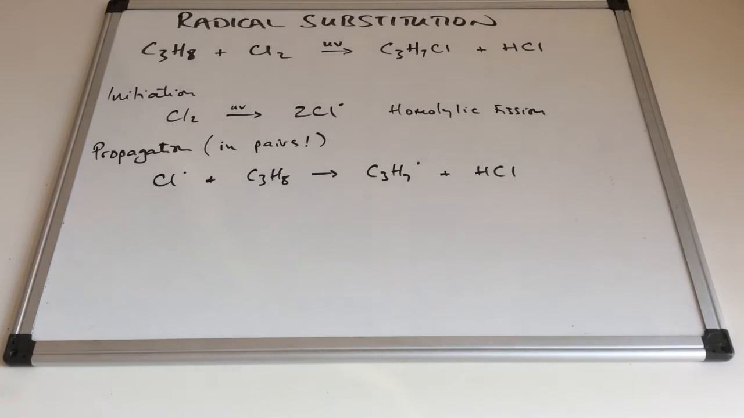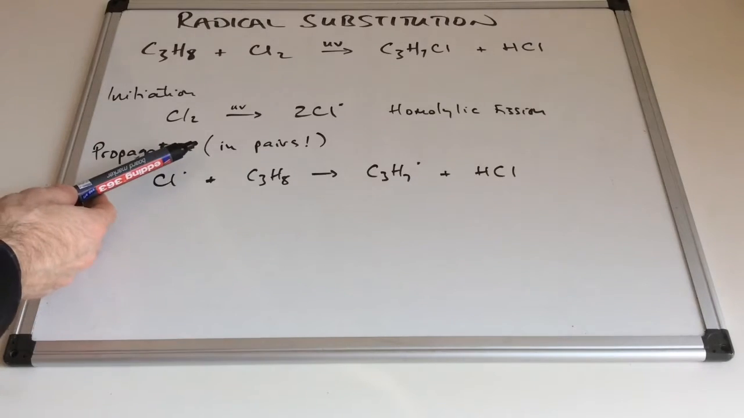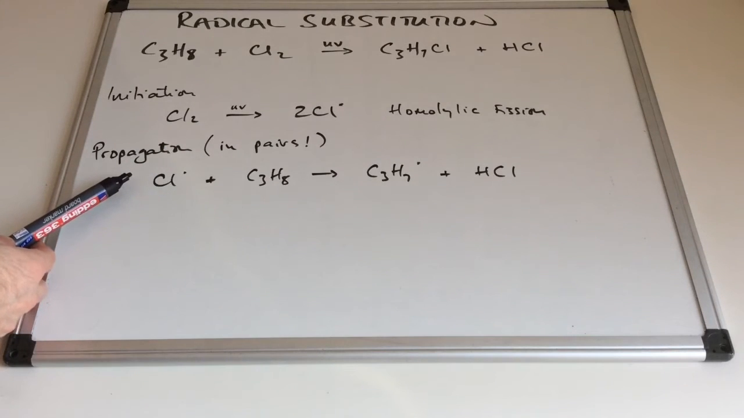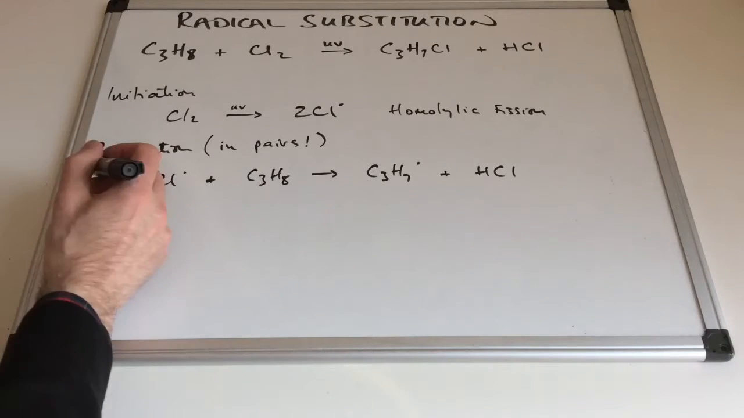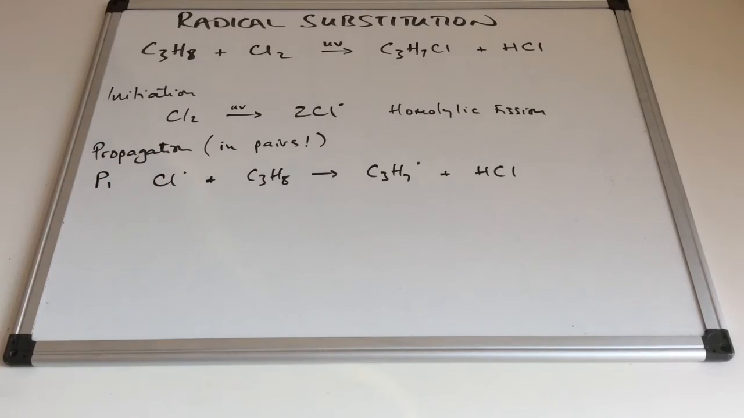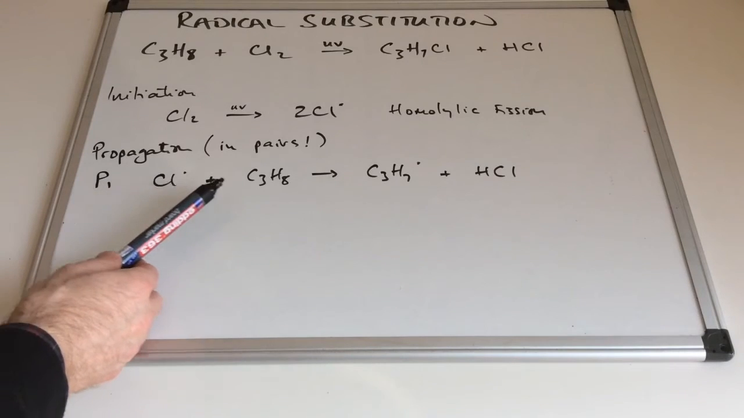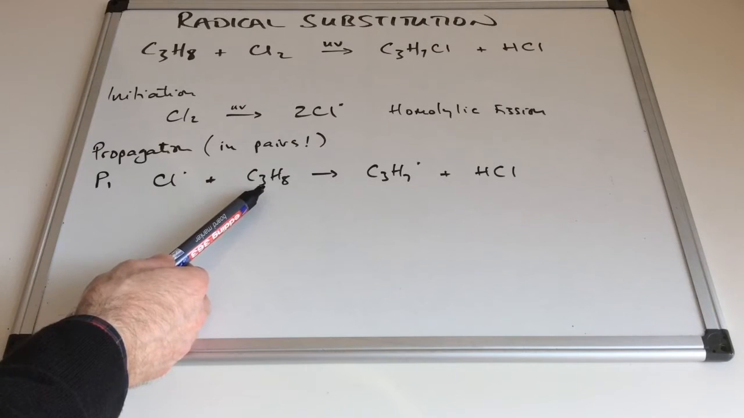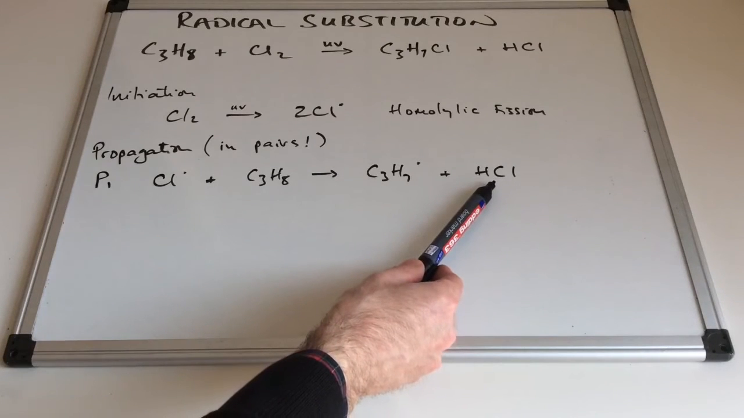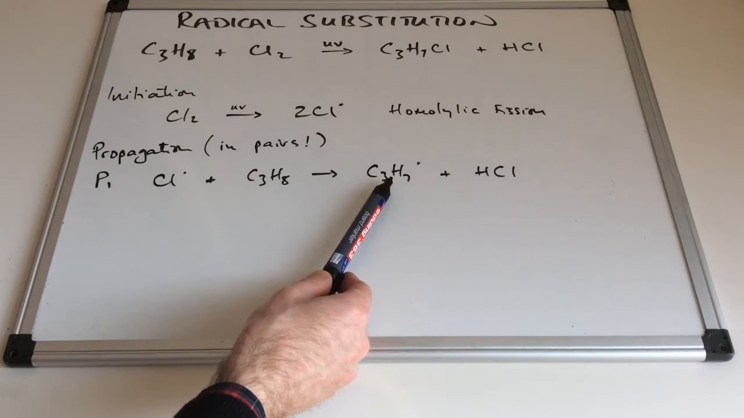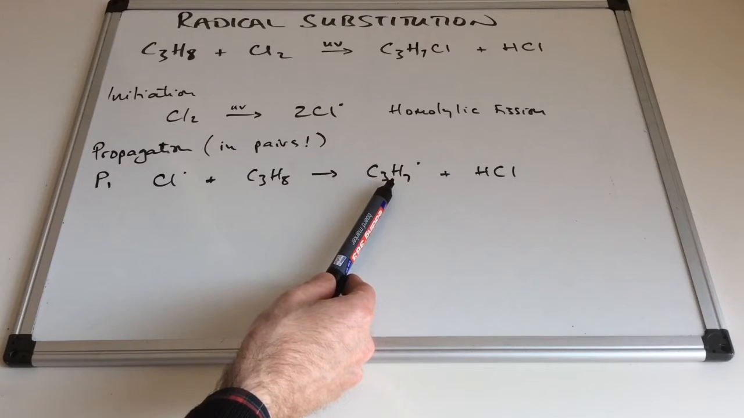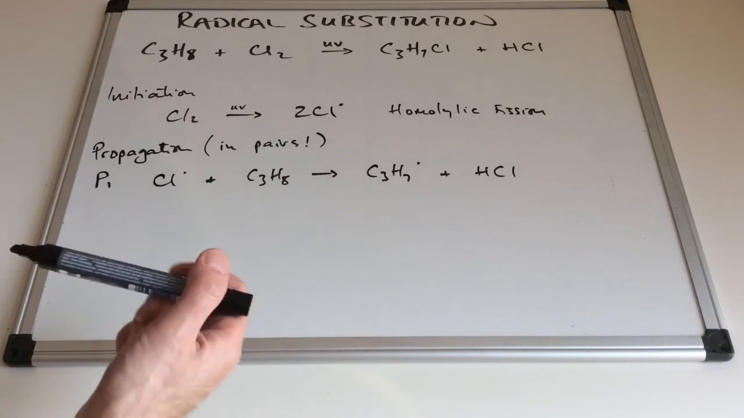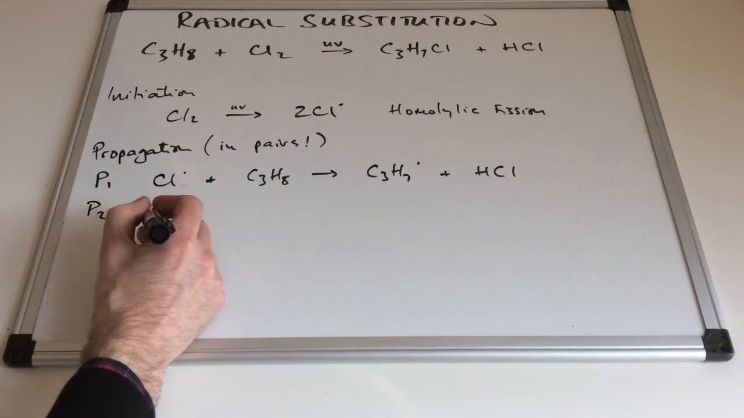So the next set of steps are called the propagation steps, and you can see in brackets there I've written in pairs. So this is actually the first of the pair. So you think of it as P1, propagation 1, and that's when your chlorine radical strips out one of the hydrogens from your alkane molecule to produce a hydrogen chloride molecule and generating a new free radical. So this free radical will feed into P2.